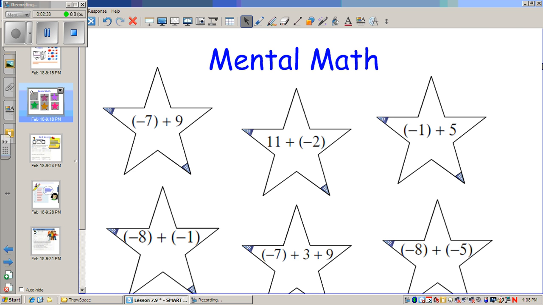So you're going to write down a 1, 2, and 3. And you're going to do the bottom 3 stars. Negative 8 plus negative 1. Negative 7 plus 3 plus 9. And then negative 8 plus negative 5. Bring those in tomorrow with you.